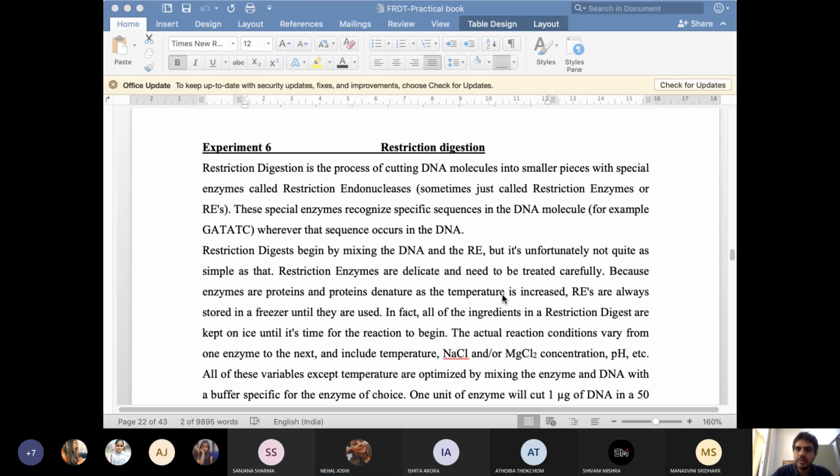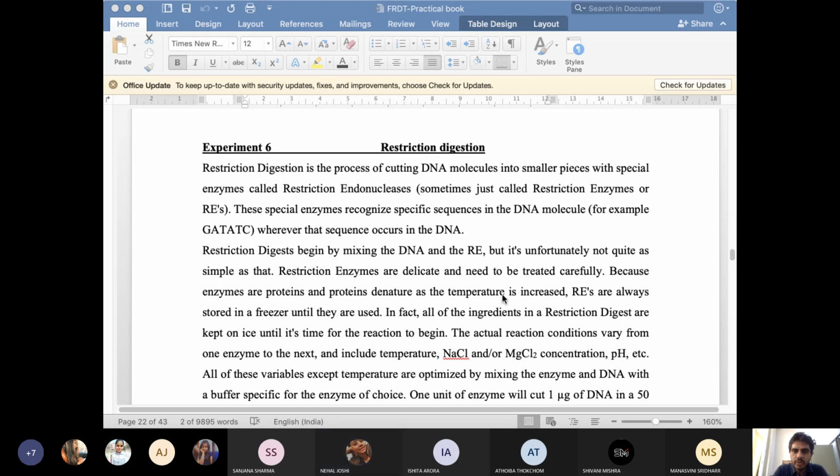Yes, sir. Okay, so what is the role of current in electrophoresis? What is the role of current? I'm asking what is the role of current in agarose gel electrophoresis? Sir, to move the molecules. To move the molecules. Okay.